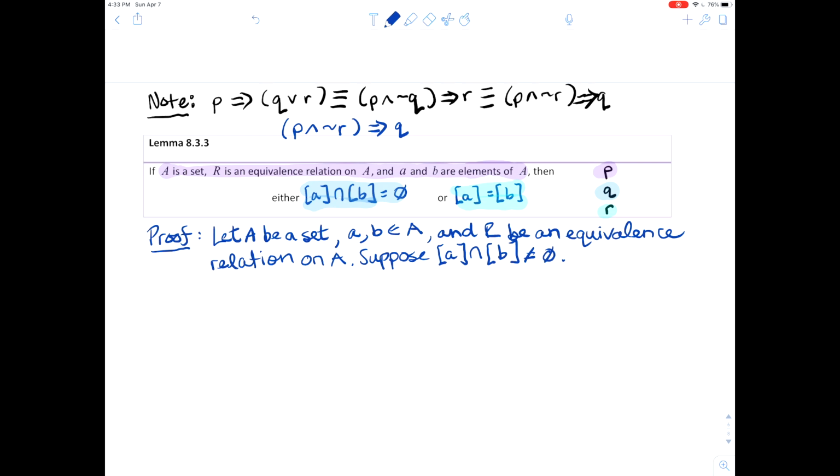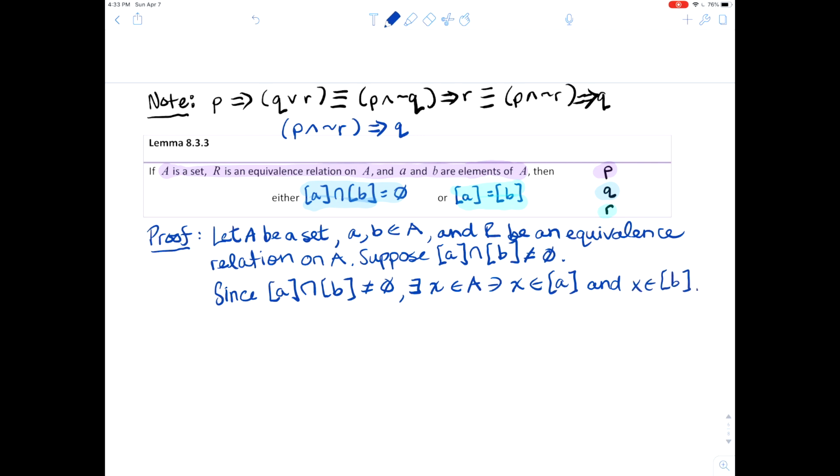All right. Well, since the class of a intersect the class of b is not equal to the empty set, there must exist some x that belongs to the set A such that x belongs to the class of a and x belongs to the class of b. And that is by definition of intersection.